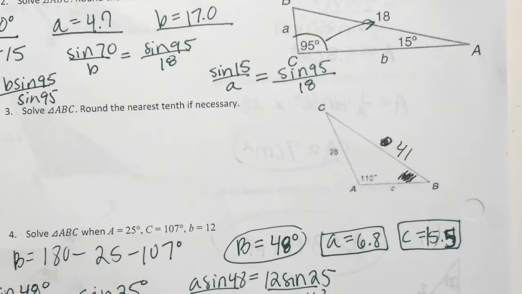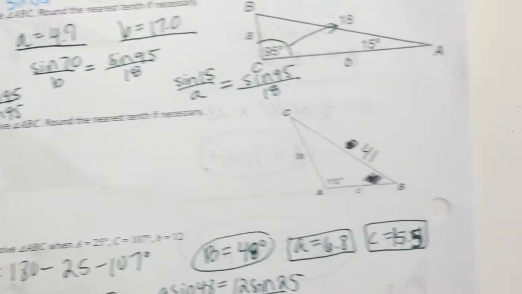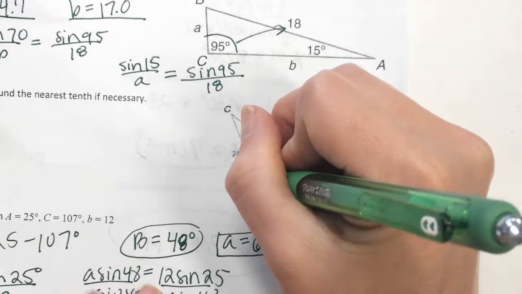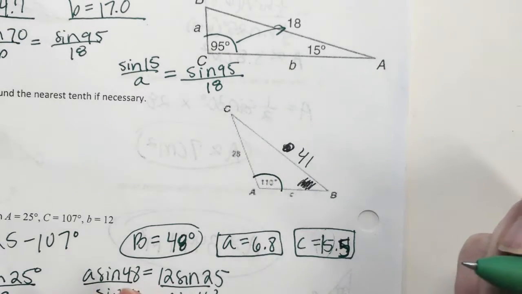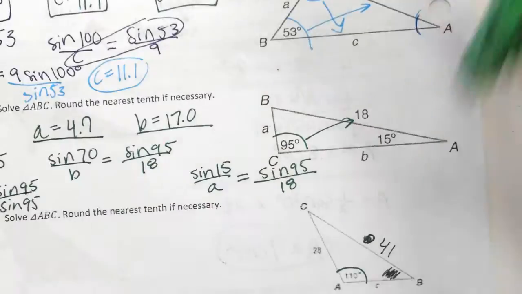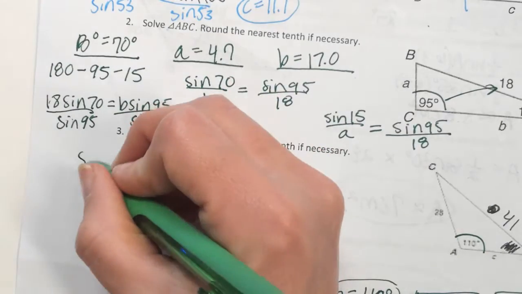Alright, now this one's different. See it, number 3. What's different about it? There's only one angle. Very good. So calculating the angles is a little bit different, but the setup is the same. What's the only letter we have the angle and the side for? A. Good, so let's set it up. It'd be sine of what?